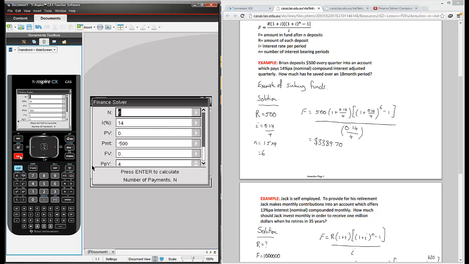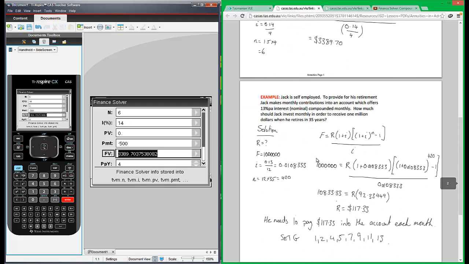Now if we press Tab until we go back to our FV value, once we get there we can press Enter, and we see that we get $3,389.70, just like in the worked example. There are other questions that we can use the calculator for in this situation, and we have another example.